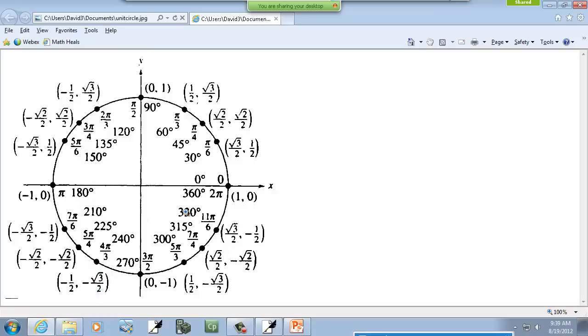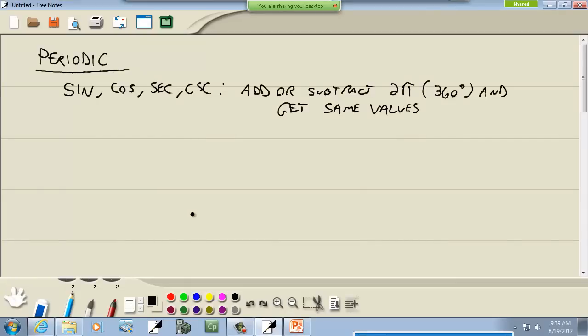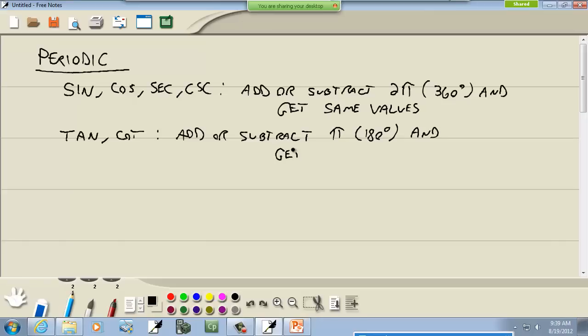So for tangent and cotangent, you don't have to go all the way around 2 pi. I mean, you can. That'll give you the same value, but specifically for tangent and cotangent, you can add or subtract pi or 180 degrees and get the same values. And when we get to the graph, we're going to see why that is. As these values are special that way.